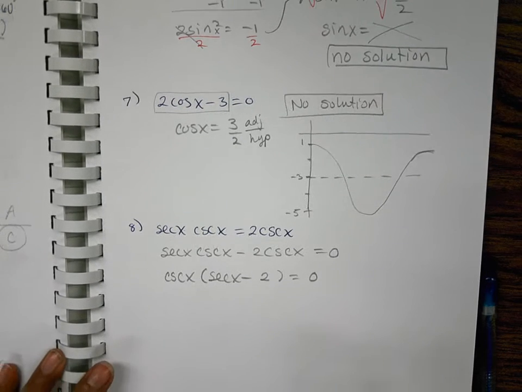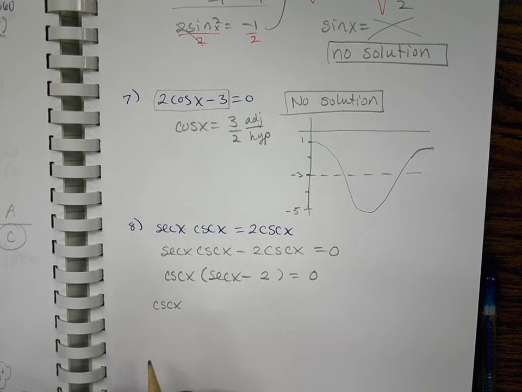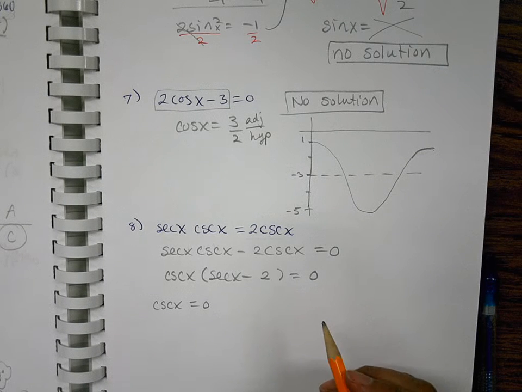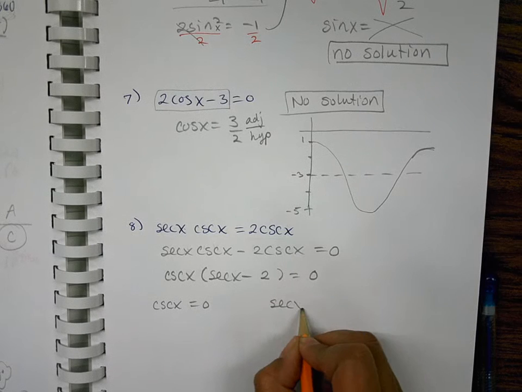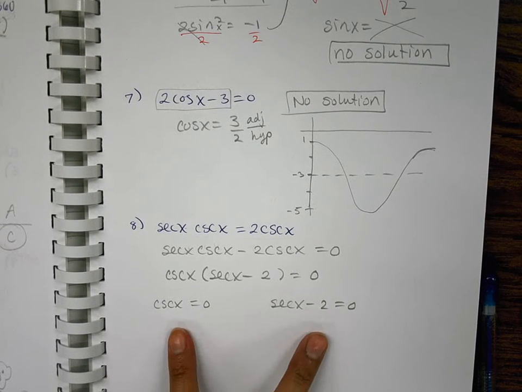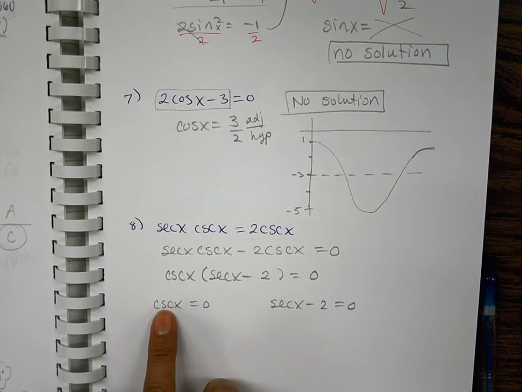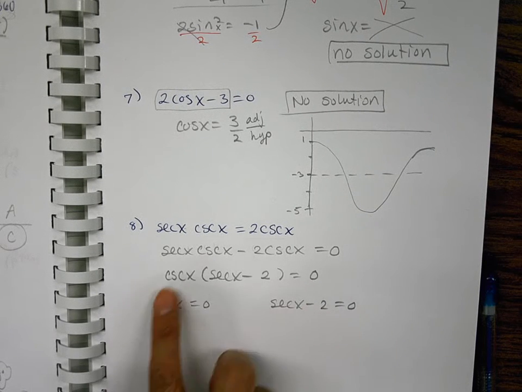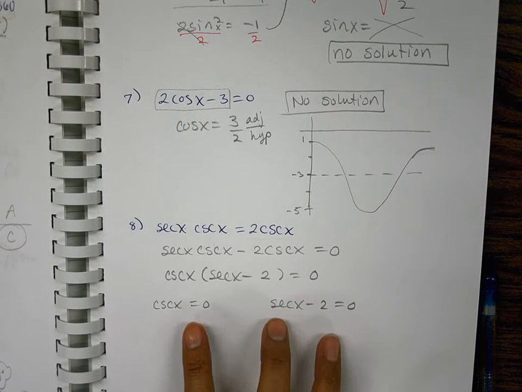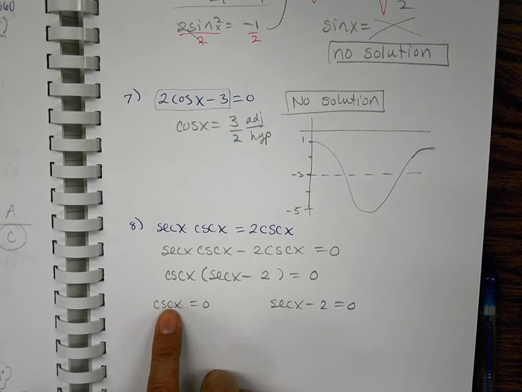All right, this is cosecant x equals 0 and secant x minus 2 equals 0. This is the zero product property. When you solve, you set the left side equal to 0 and the right side equal to 0. Again, the first 2 units of the semester were to get us ready for these problems. Zero product property: equals 0, equals 0.